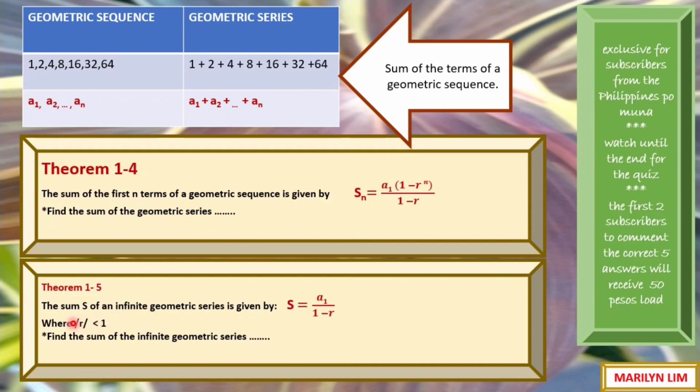And the sum S of an infinite geometric series is given by this formula, but just remember that the absolute value of the ratio is less than 1. Your problem should be asking you to find the sum of the infinite geometric series. So the problem goes that way. Okay? So let's have the last one.